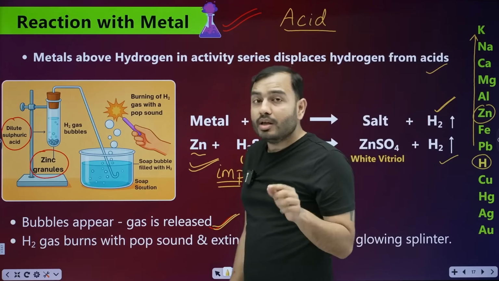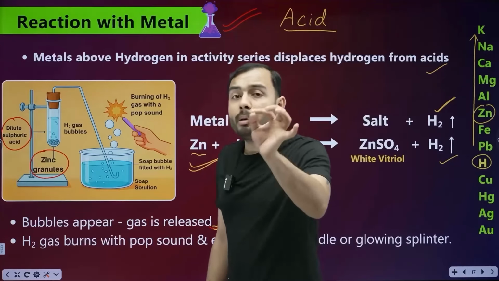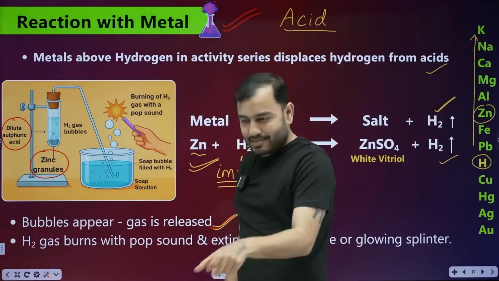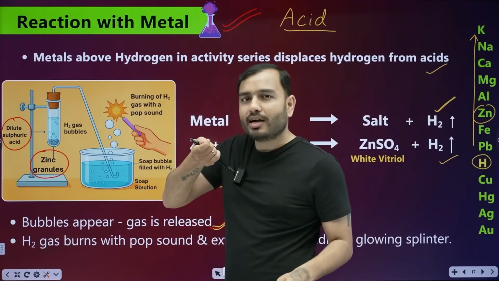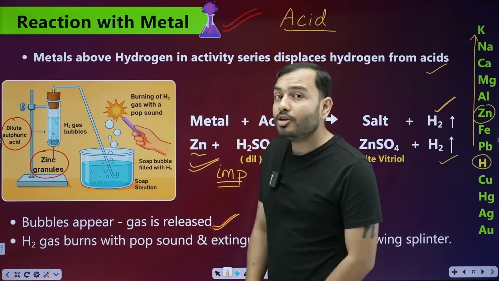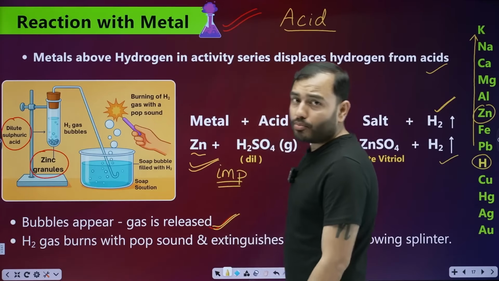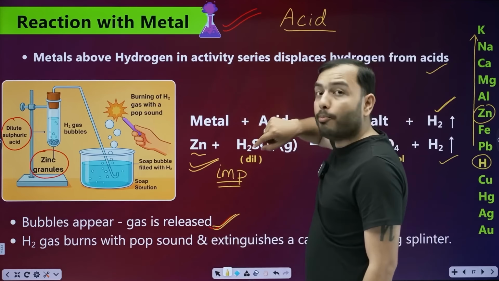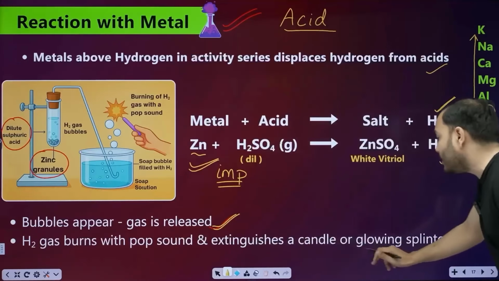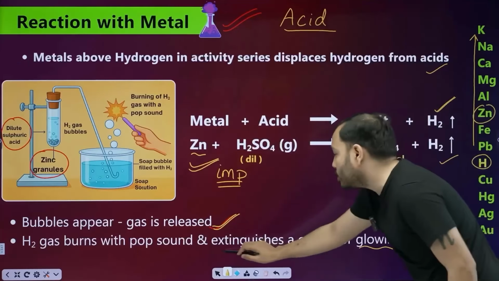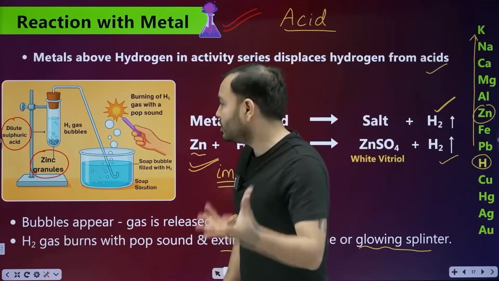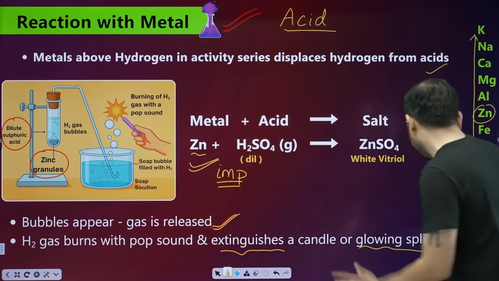We have read in the first chapter that if you bring a burning splinter, a thin stick burnt, or bring a matchstick or a candle, hydrogen burns with a pop sound. You remember? Hydrogen burns with a pop sound. So what happened? H2 gas burns with a pop sound and extinguishes the candle or glowing splinter or glowing matchstick. That is the test for hydrogen gas. It's clear for this reaction.